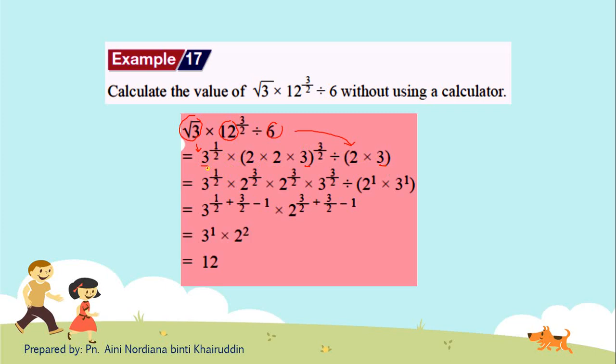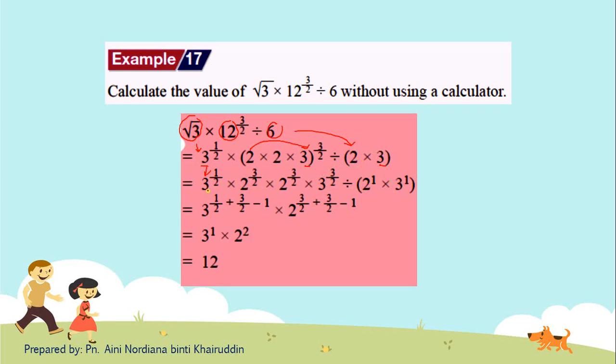So this is 3 to the power of 1 over 2. So 2 to the power of, we take out all numbers in the bracket, so 2 to the power of 3 over 2, and 3 to the power of 3 over 2. So times, divide by 2 to the power of 1 times 3 to the power of 1.